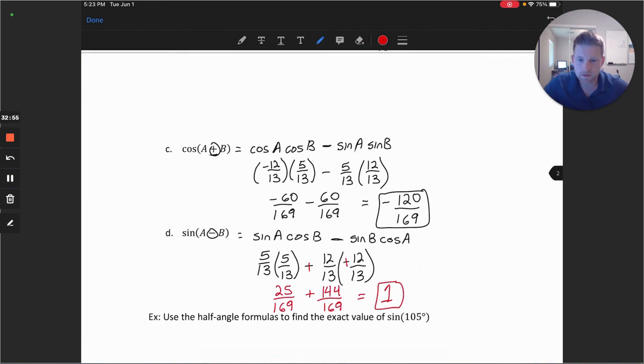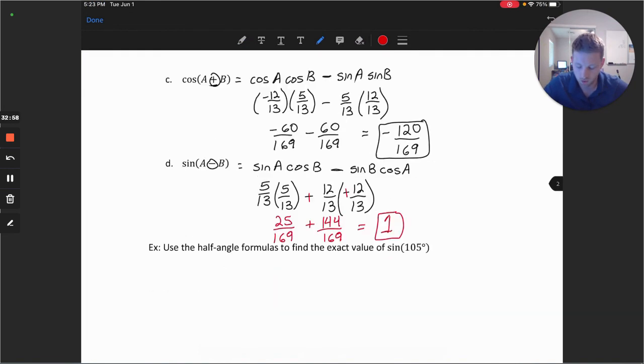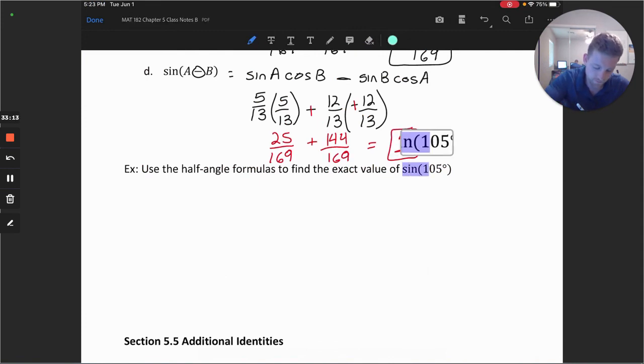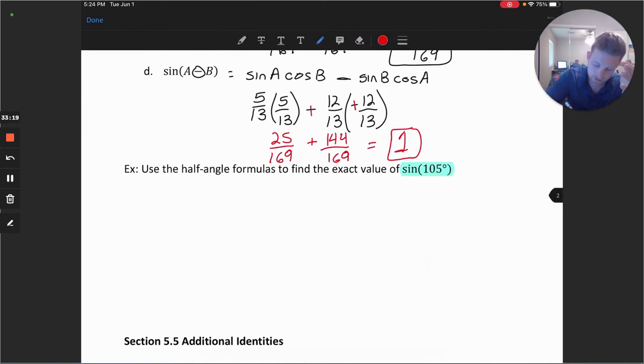And we'll finish up this video with one more example using the half angle formula. The last example here that we'll take a look at uses the half angle formula to find the exact value for sine of 105. So let's consider first the angle of 105 degrees, and then we'll use the half angle formulas to solve its exact solution.